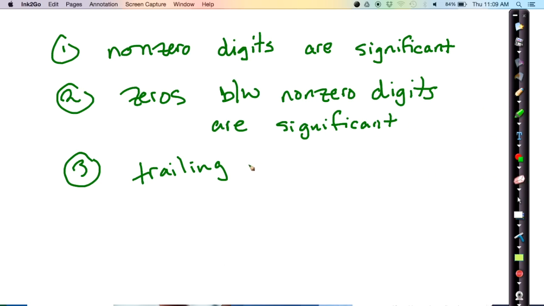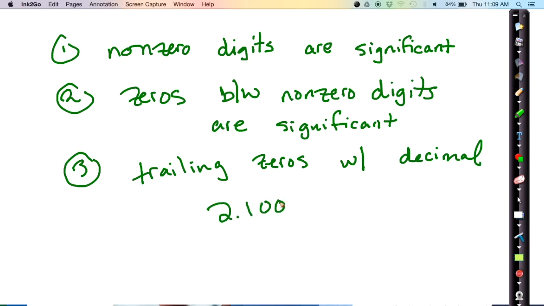We're looking at trailing zeros in a number with a decimal point. So this would be an example of a number like 2.100, and let's say that we're measuring mass, so it's 2.100 grams. There are 2 trailing zeros that we see here, the 0 digits that are at the end of our measurement. Trailing zeros that are in a number with a decimal point are always going to be significant, whether they're after the decimal point or before the decimal point. So in this case, all 4 of those numbers are significant.